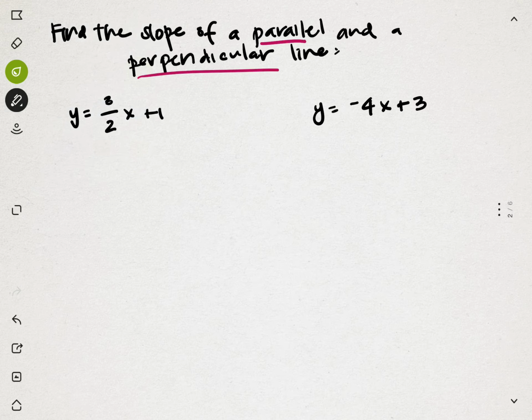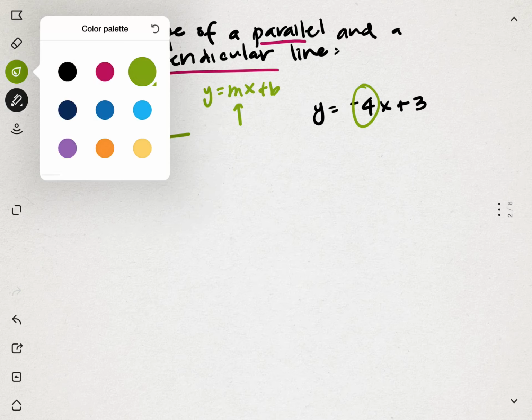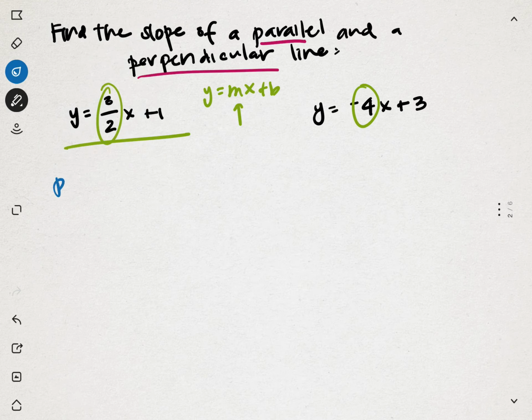Alright, so first we need to identify the slope. So we know these are in slope-intercept form, y equals mx plus b. We know that our slope is the number next to the x. So we're going to identify our slope here. We're going to identify our slope there. So in the first one, we have slope 3/2. So we know that a parallel line slope would be the same. So the parallel line slope would be the same, 3/2.